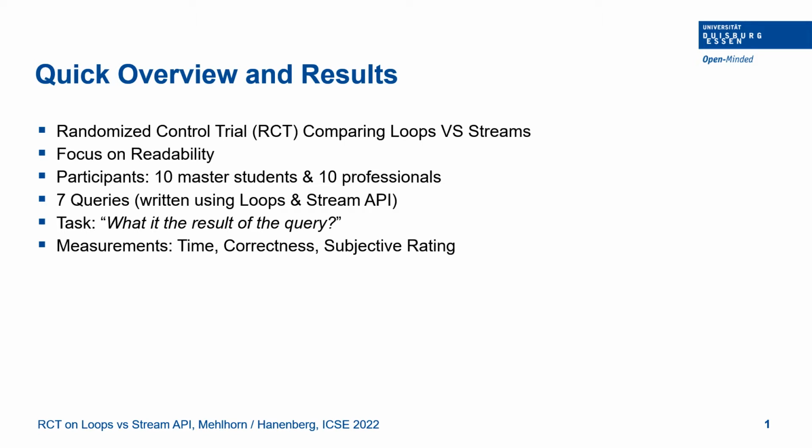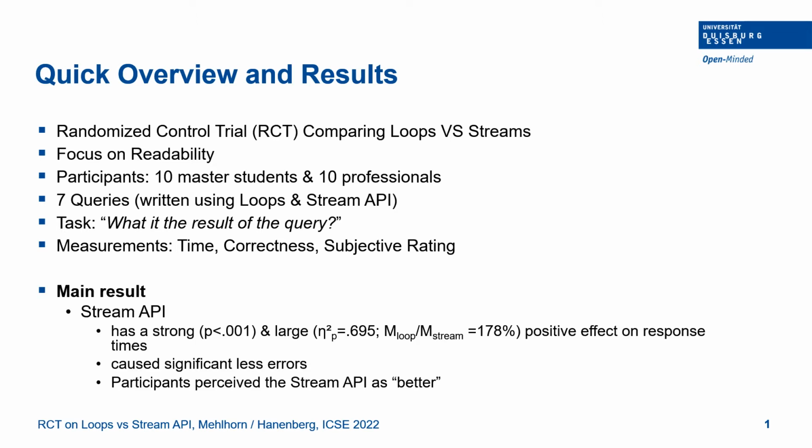The measurements that were done in the experiment were time, correctness, and the subjective rating of each participant. The main result was the Stream API had a strong and large positive effect on the response times. The loops required approximately 78% more time than the Stream API. The Stream API caused fewer errors than the loop version of the code. And participants perceived the Stream API as better in comparison to loops.